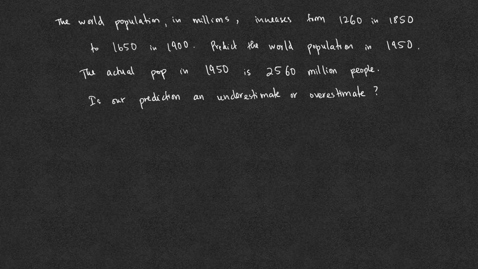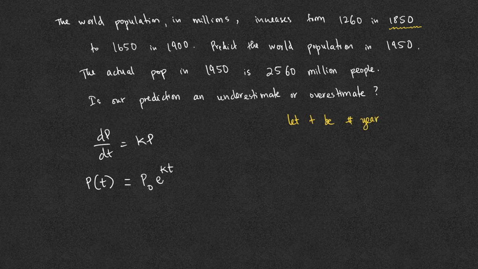First, any population growth follows the model dP/dt equals kP, whose solution is P of t equals P naught, which is the initial population, e to the kt. With this type of problem, when we are given the actual year, we want to let t be the number of years, or it can be hours or minutes, but in this case it is years. Let t be the number of years since the first year mentioned, which is 1850. What this means is that if we want to use the year 1850, we would use t equals 0 instead. Similarly, for the year 1950, we would use t equals 100.